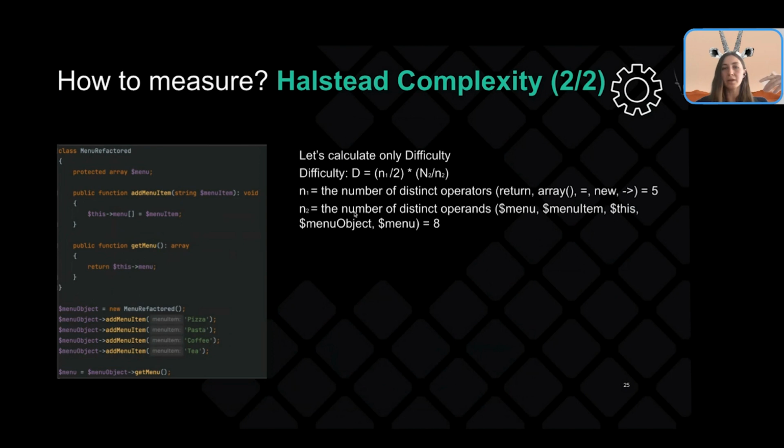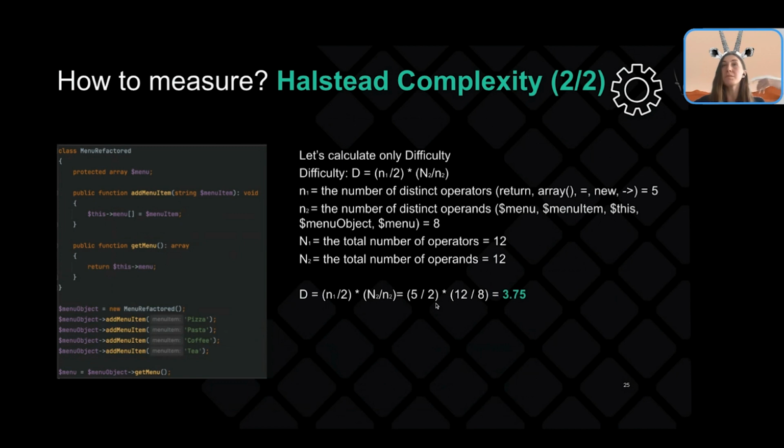The same formula, but different, of course, results. The number of distinct operators is still 5. The number of operands is different because we introduced a menu item, this, and basically menu. We used it twice. And the total number of operators, because we are using menu and menu object several times, here we have 12. But what it means for us, if we put everything in the formula, we still have 3.75. What it means is that according to Halstead complexity, the difficulty did not change at all.